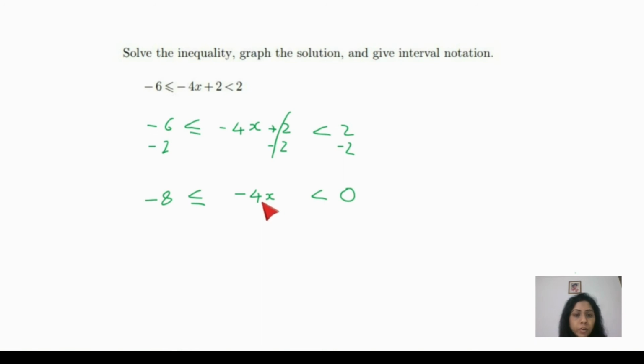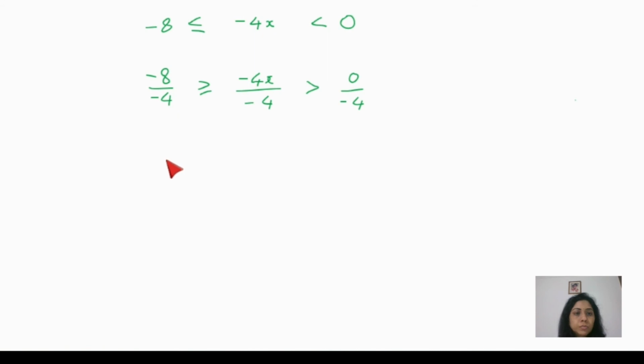Whenever we divide or multiply by a negative number, the inequality sign changes. So here all sides divide by -4. So -8 divided by -4, -4x divided by -4, 0 divided by -4. So the inequality sign changes. So -8 divided by -4, which is 2, greater than or equal to x greater than 0. We can represent it on a number line.